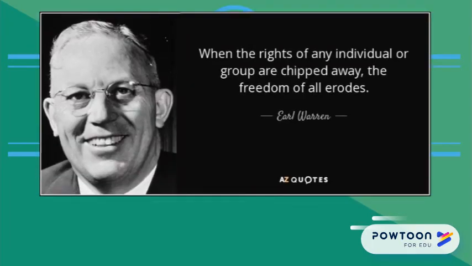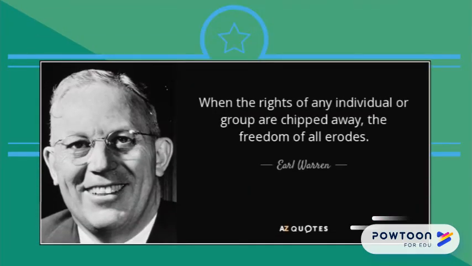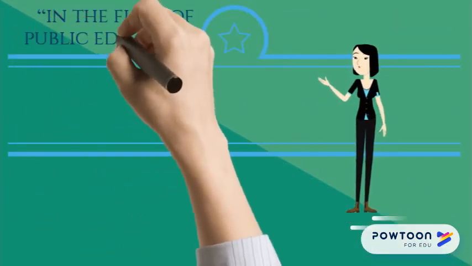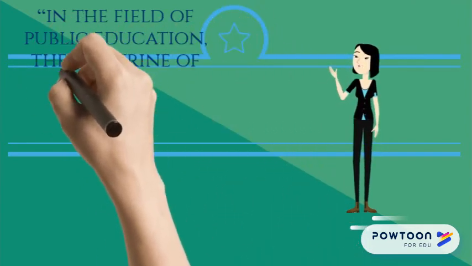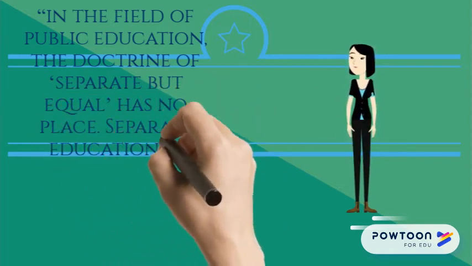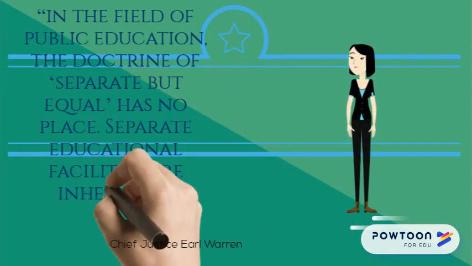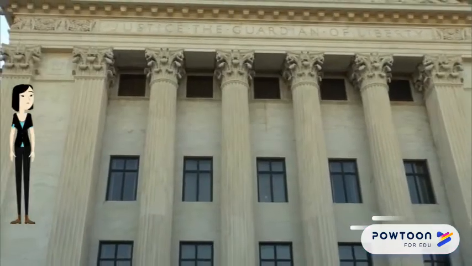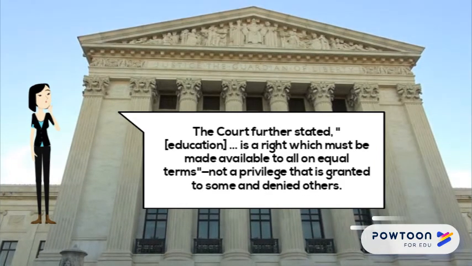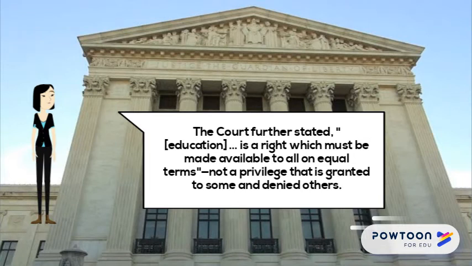Chief Justice Earl Warren did the writing for the court and argued the question of whether racially segregated public schools were inherently unequal. Chief Justice Earl Warren concluded the following: in the field of public education, the doctrine of separate but equal has no place. Separate educational facilities are inherently unequal. And the court further stated, education is a right which must be made available to all on equal terms, not a privilege that is granted to some and denied to others.